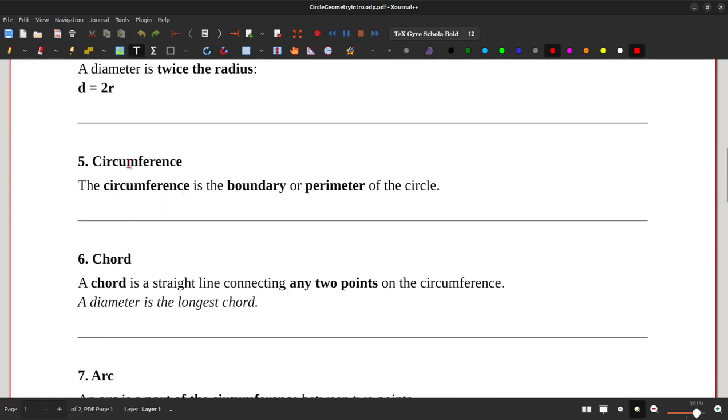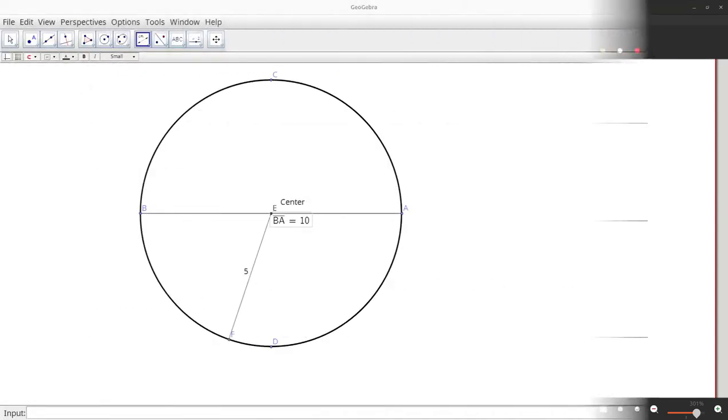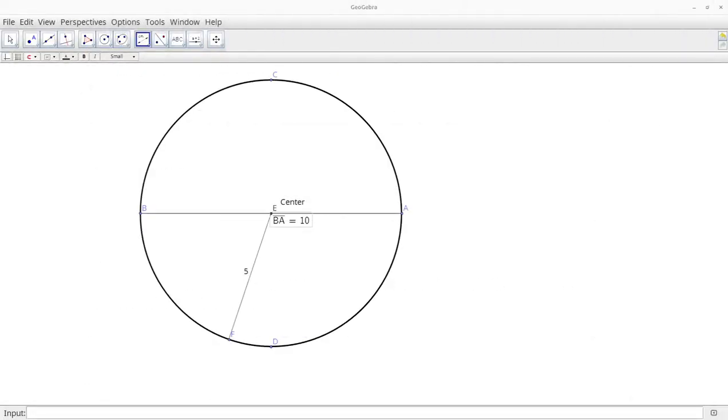Now, what is a circumference? Circumference is the boundary or the perimeter of a circle. The boundary or the perimeter of a circle is called the distance around a circle, the part that covers a circle, the line that joins all the set of points that are equidistant from the center. It is called the circumference or the perimeter of the circle.